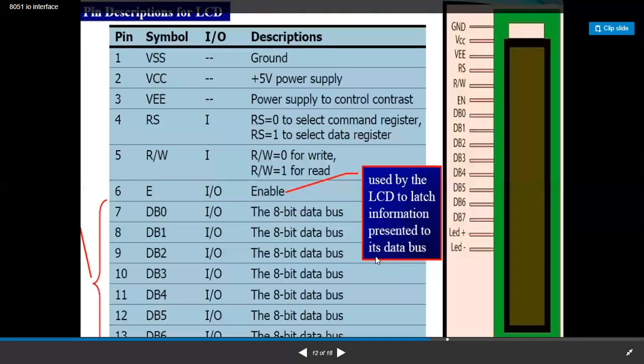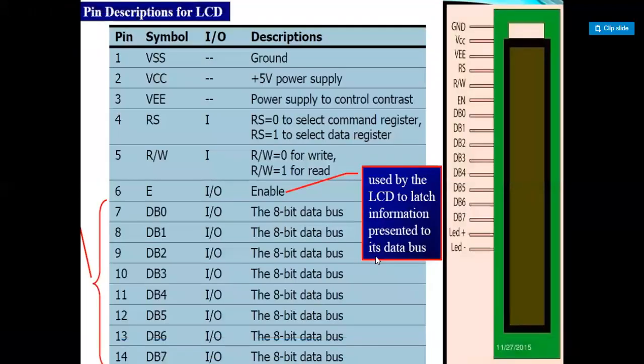Next, you have the pin numbers. VCC is the power supply, VSS is ground, VEE is the power supply to control contrast, RS is 0 or 1 for the command register and data register, and RW is 0 for write and 1 for read. E is for enable, which is used by the LCD to latch the information present on its data bus.